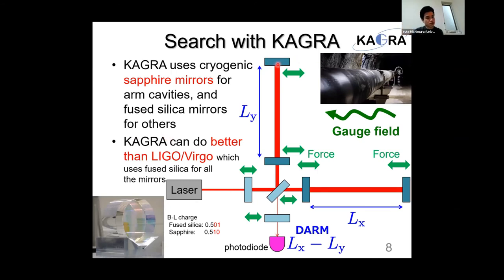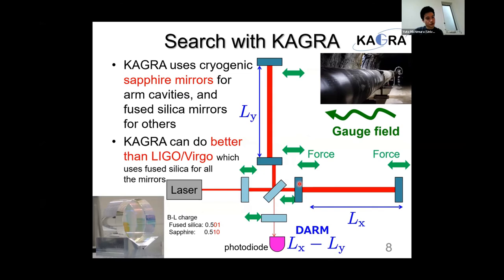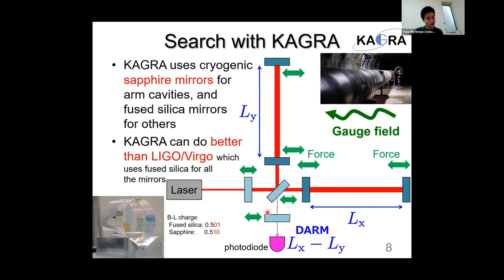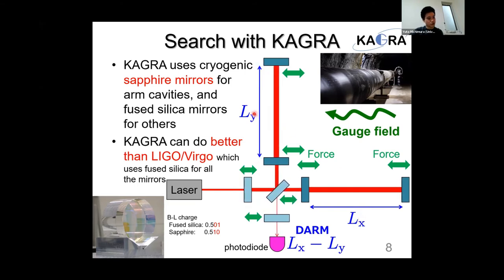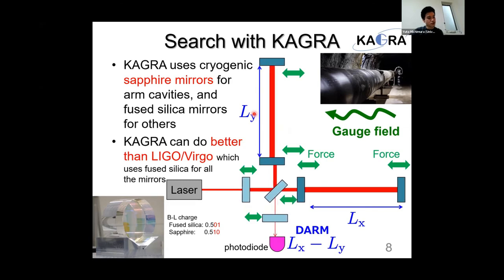As the color suggests, these four mirrors, which we call test masses, are made of cryogenic sapphire. And the other mirrors are made of pure silica, as in LIGO and Virgo. So we use different materials for different mirrors. If you remember that sapphire has a larger charge compared with pure silica in the B minus L charge, the mirrors move like this. So the sapphire mirror moves more than the other pure silica mirrors. So if you are focusing on Lx minus Ly, which is the gravitational wave channel, the signal is also canceled out. This is the same as in the case of LIGO and Virgo.